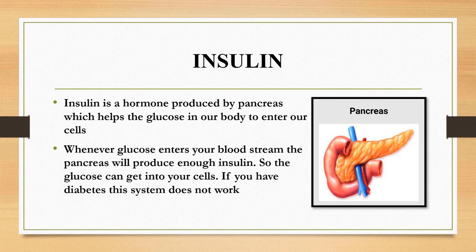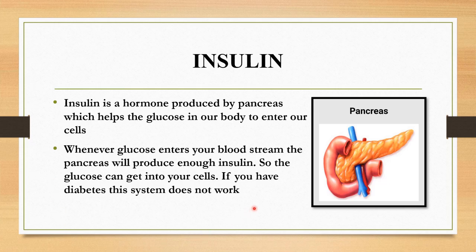In this slide, we can see the normal body mechanism which controls the blood sugar. Insulin is a hormone produced by the pancreas. You can see the pancreas in the picture, which helps the glucose in our body to enter into our cells. Whenever glucose enters your bloodstream, the pancreas will produce enough insulin so the glucose can get into your cells. So the blood sugar will be maintained normally.